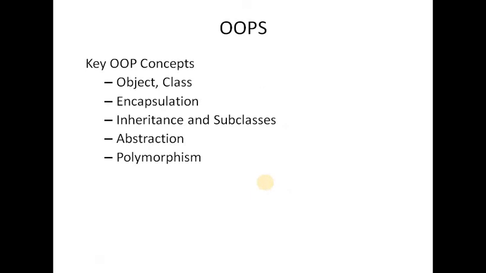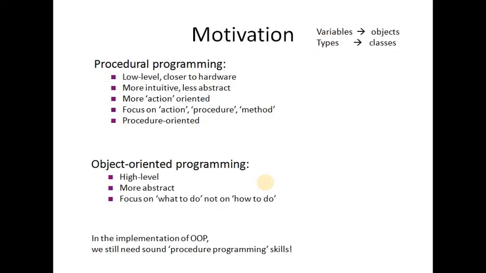In this PPT we will cover headings like objects and classes, encapsulation, inheritance, that is subclasses, abstraction, and polymorphism. These are the actual characteristics, or we can say the features, of an object oriented programming language. First, let's talk about C++ as an object oriented language.